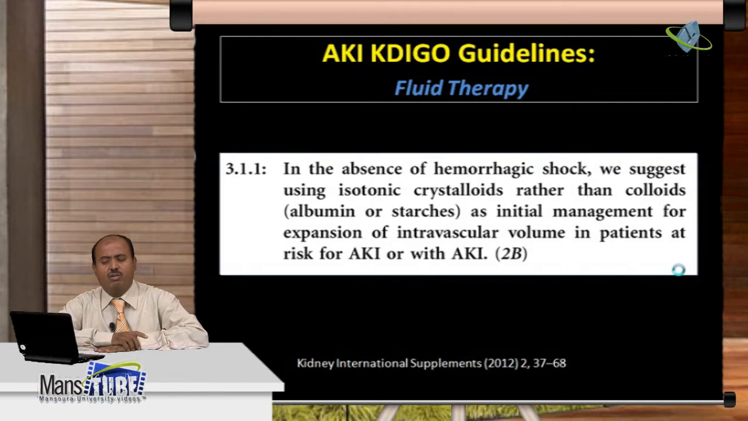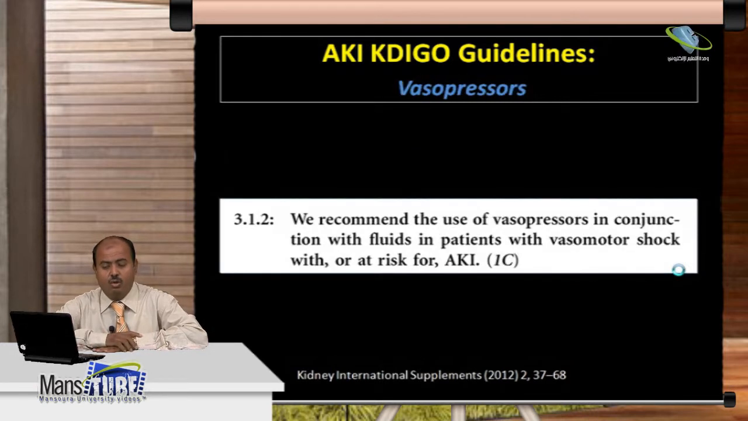So the recommendation is, in the absence of hemorrhagic shock, to use isotonic crystalloid rather than colloid as initial management for expansion of intravascular volume in patients at risk for acute kidney injury or with acute kidney injury. Regarding the proper usage of vasopressors when indicated in the treatment of septic shock, the guidelines recommend the use of vasopressors in conjunction with fluids in patients with vasomotor shock with or at risk of acute kidney injury.